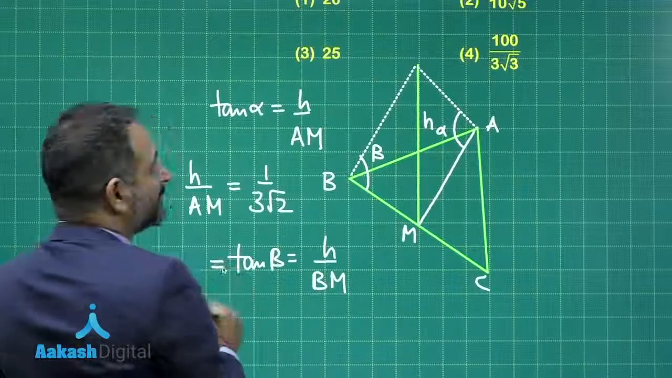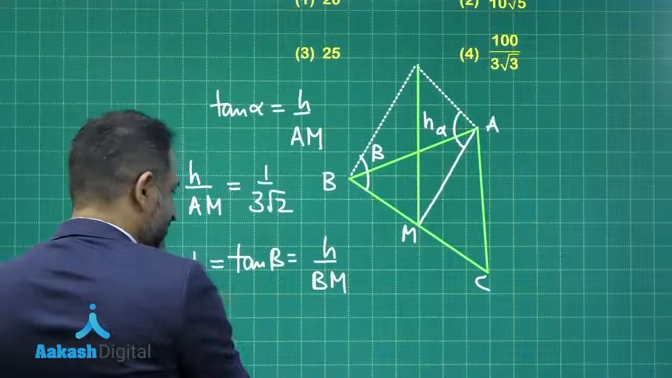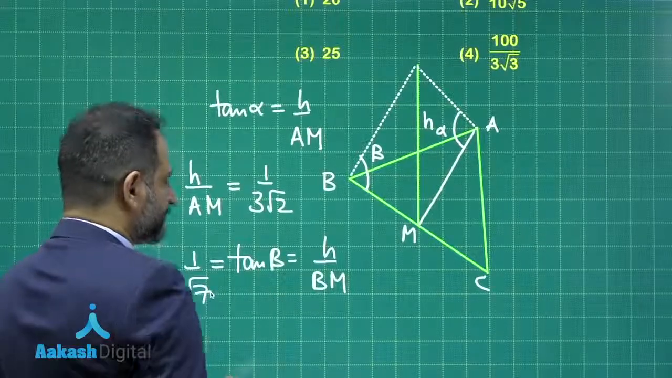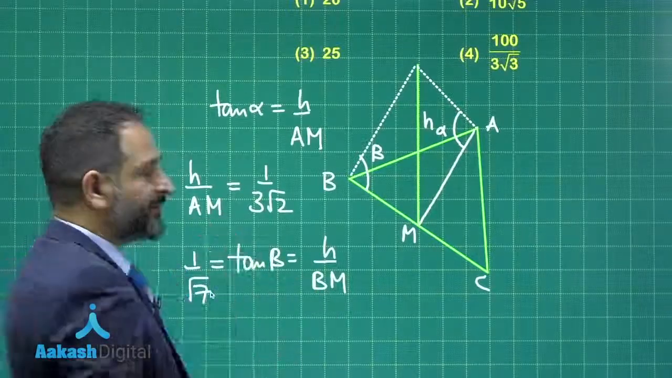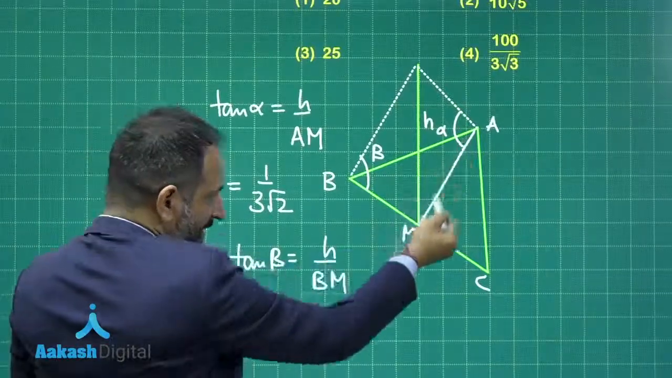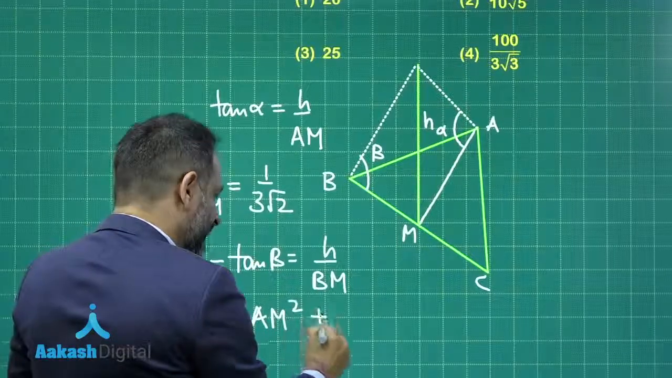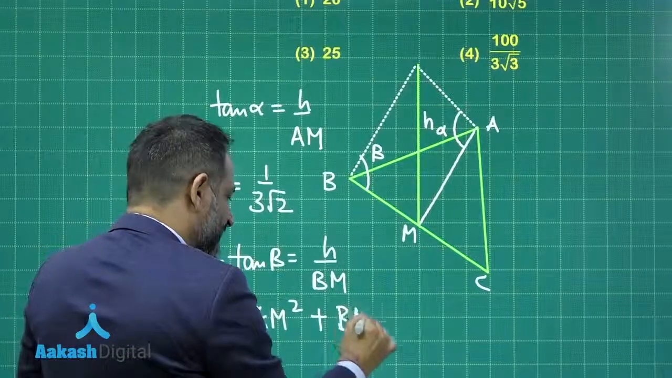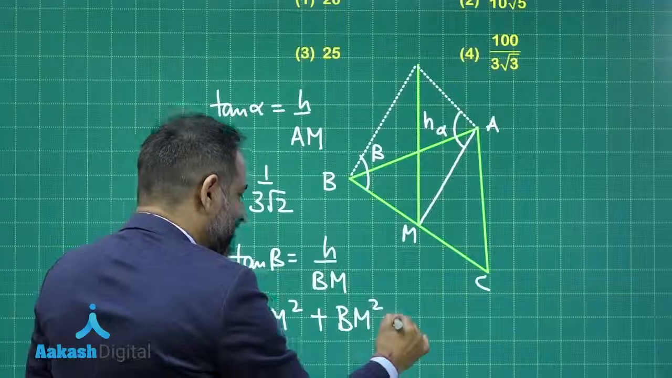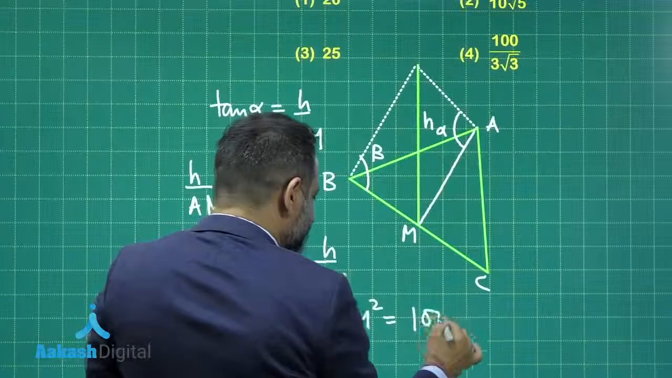Now, if you calculate this, you will have this as 1 by root 7. So, from here we have Bm and from here we have Am. You can again notice here that Am square plus Bm square, since it is an isosceles triangle, is equal to AB square, which is equal to 100.